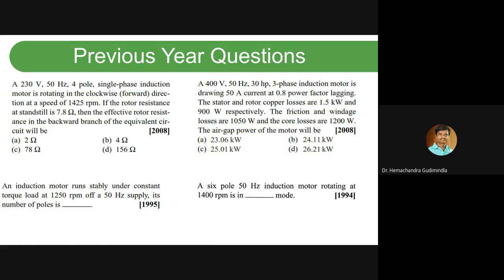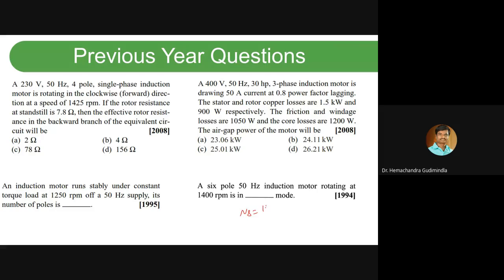A 6 pole 50 hertz induction motor rotating at 1400 rpm is in dash mode. Now, as already told, for an induction motor there are 3 modes, depending on the slip. If slip is positive, motor; slip is negative, generator; positive and higher than 1, then it is like a braking mode. Now for this case, what is the synchronous speed?